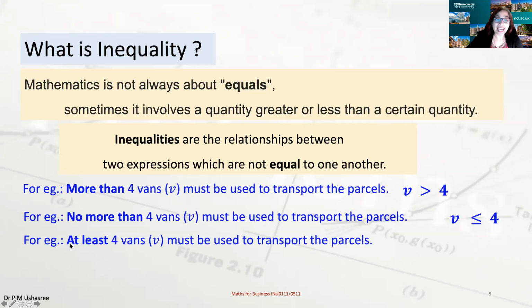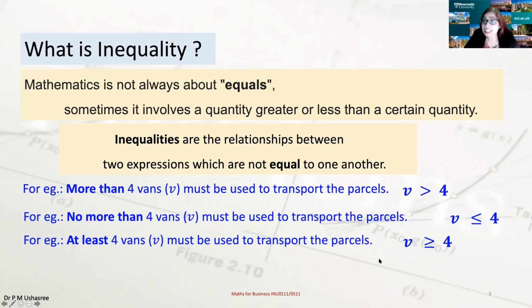Another good example, at least 4 vans must be used to transport the parcel. At least 4 vans must be used to transport the parcel. That means the minimum number of vans should be 4. So it could be 4 vans, it could be 5 vans, it could be 6 vans, but the minimum is 4. So I can write this as the number of vans is equal to 4 or greater than 4. So that's how you represent an inequality equation, yeah?